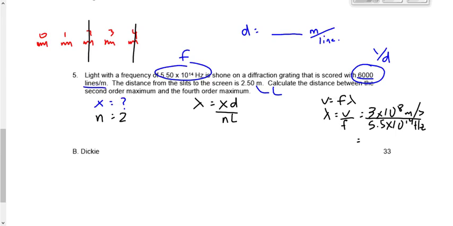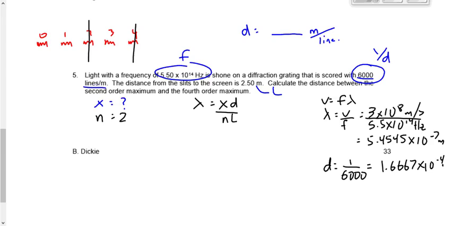That gives me a wavelength of 5.4545 times 10 to the negative 7 meters. And D, we're going to find by just simply taking the inverse of 6,000. That gives me a D value of 1.6667 times 10 to the negative 4 meters. Now I can take this equation and rearrange it. X is equal to lambda NL over D.